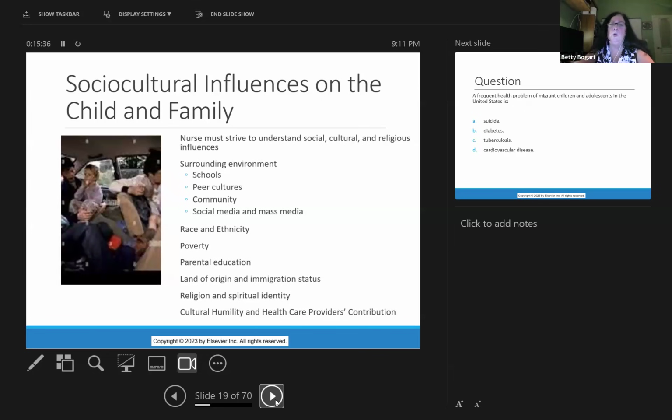So we know that there's a lot of different things that can influence the child. And we know it's the people surrounding them, which is their environment. The environment is schools, their peers, the community, and of course, social media. I mean, Snapchat, Instagram, whatever else is out there, I don't even know anymore. Again, they all influence children. We know the race, the ethnicity, and of course, poverty. We've already talked about that and how it can affect these children.